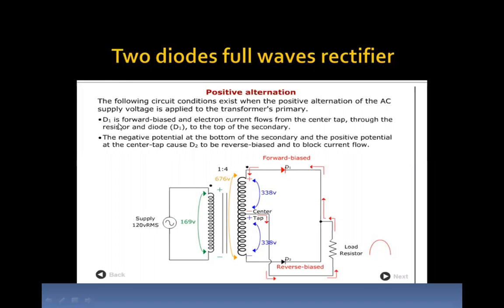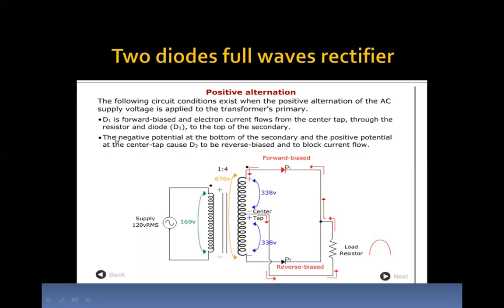Now see, diode D1, because this is positive, the P type of diode D1 is connected to the positive of the secondary coil, and the N type is connected to the negative. But if you see diode D2, the negative of the secondary coil is connected to the P type and the positive is connected to the N type. So diode D1 becomes forward biased, whereas diode D2 becomes reverse biased.